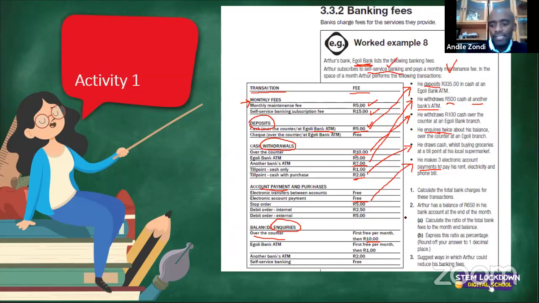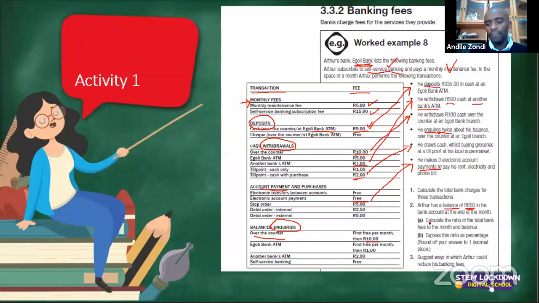Okay, next question. It says, Arthur has a balance of 650. Underline that. Obviously, that means balance. So as you read, underline numbers and attach meaning to those numbers. This first number is a balance that Arthur has in his bank account at the end of the month. After doing all transactions for the month, he has 650.